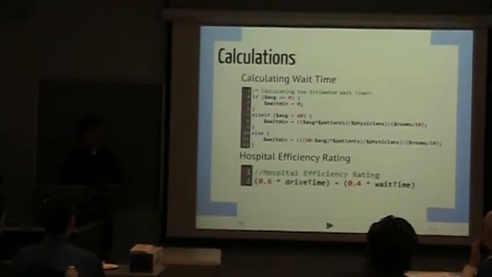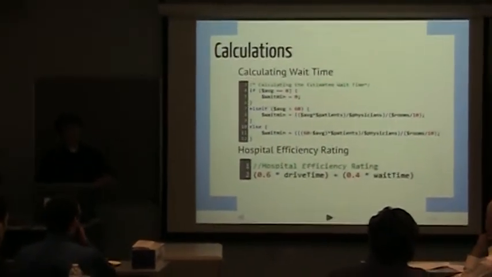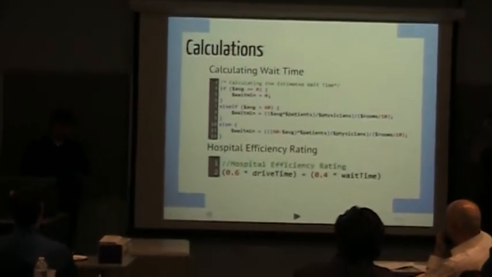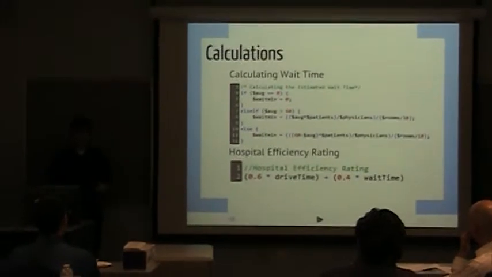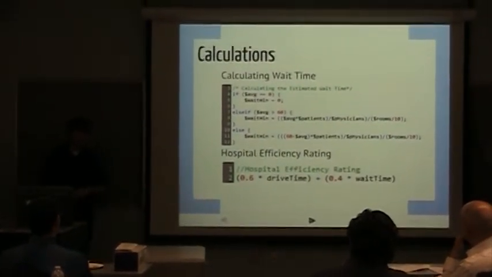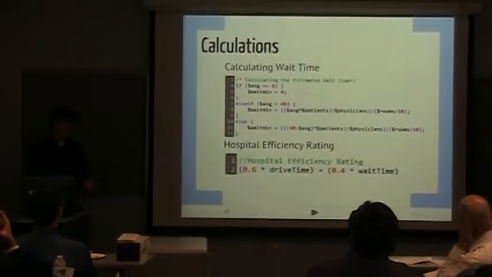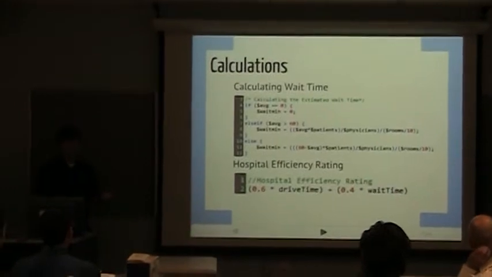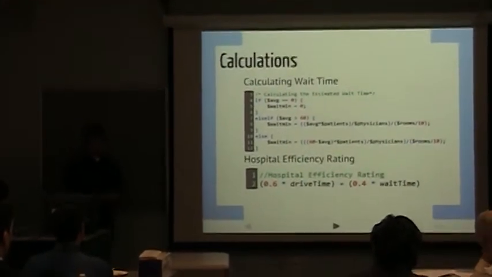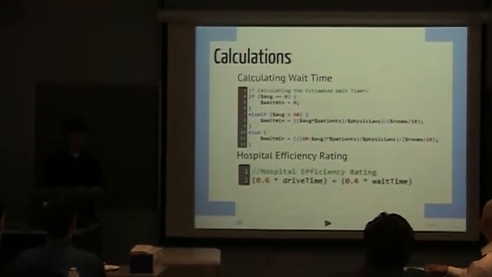So for calculating our wait time, it looks intimidating, and you don't really need to know how it works, you just need to know why. It's because it's not a cookie cutter formula. It actually takes into consideration the number of rooms in each hospital, the number of physicians currently on staff, the number of patients currently in the waiting room, and the average length of stay for all those patients in the waiting room.